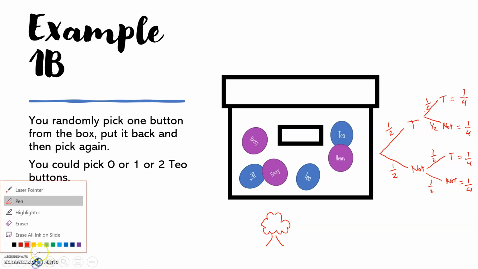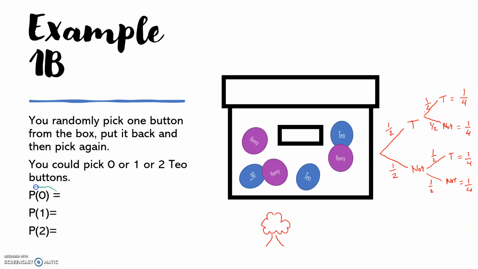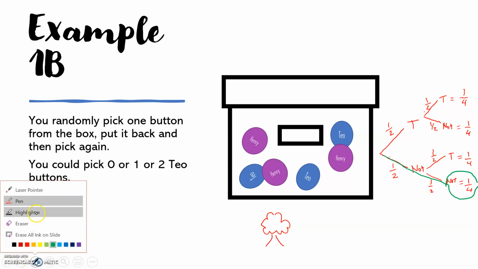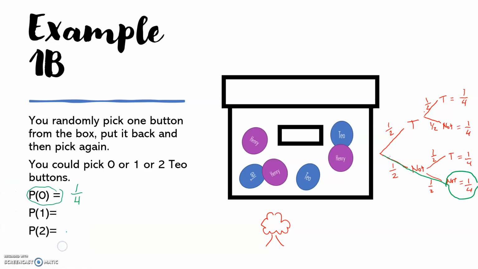And then I'm going to look at the branch of the tree that represents 0 tail buttons. So I was unsuccessful both times. This is this branch of the tree. That probability is 1/4. Then I'm going to look at the branch of the tree where I got 1 tail button. So one time that I did that is I got the tail button on the first try. So that would be a 1/4. And another time I did that, I got the tail button on the second try. So that would also be a 1/4.